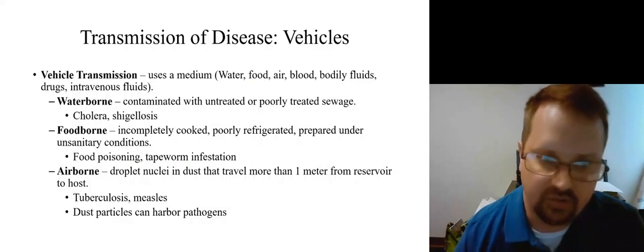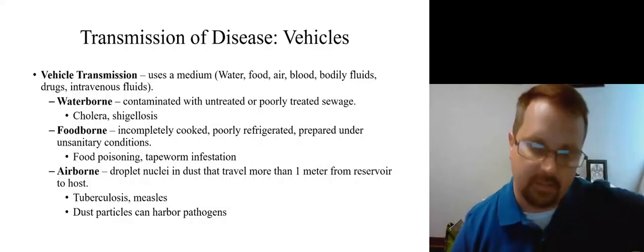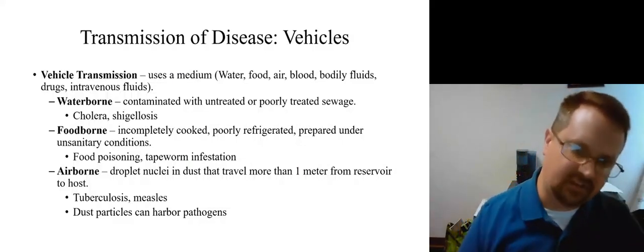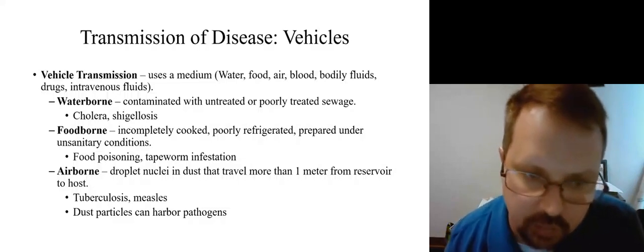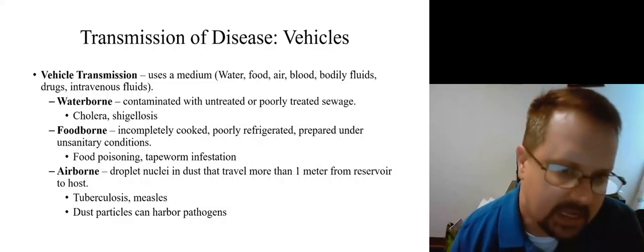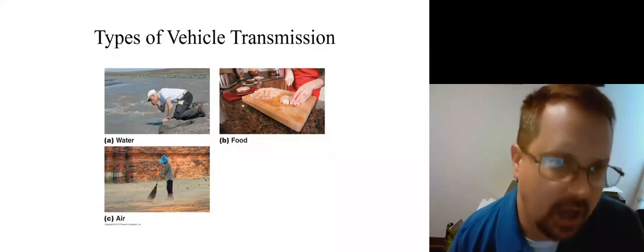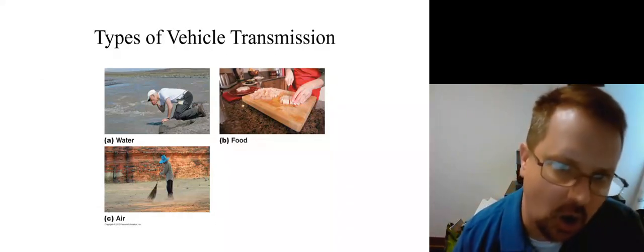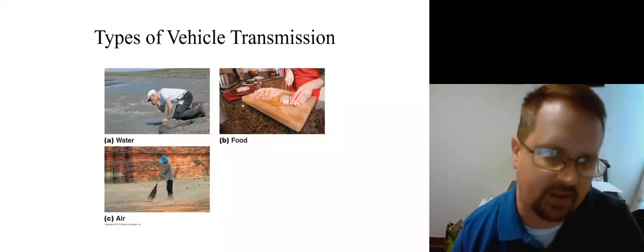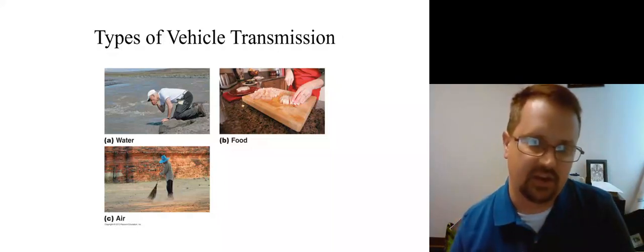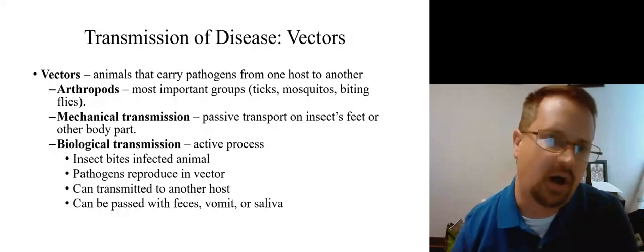Airborne, the respiratory droplets travel more than a meter. So if somebody sneezes in one aisle, it spreads to the next aisle. This is how tuberculosis spreads. Measles is respiratory, dust particles, things like that. Okay. So water, food, and air are all great ways in which we can transport pathogens. You get Giardia lamblia by drinking water.